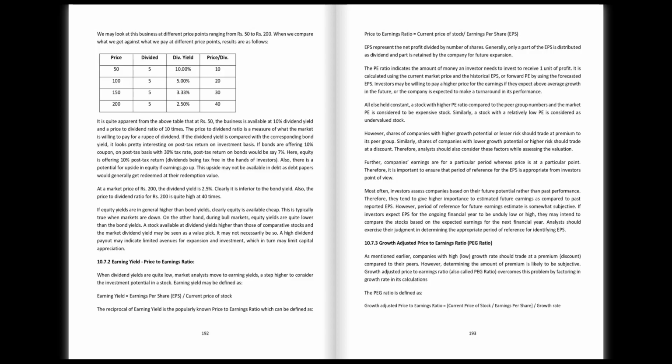Investors may be willing to pay a higher price for the earnings if they expect above-average growth in the future or the company is expected to make a turnaround in its performance. All else held constant, a stock with a higher PE ratio compared to the peer group numbers and the market PE is considered to be an expensive stock. Similarly, a stock with a relatively low PE is considered an undervalued stock.